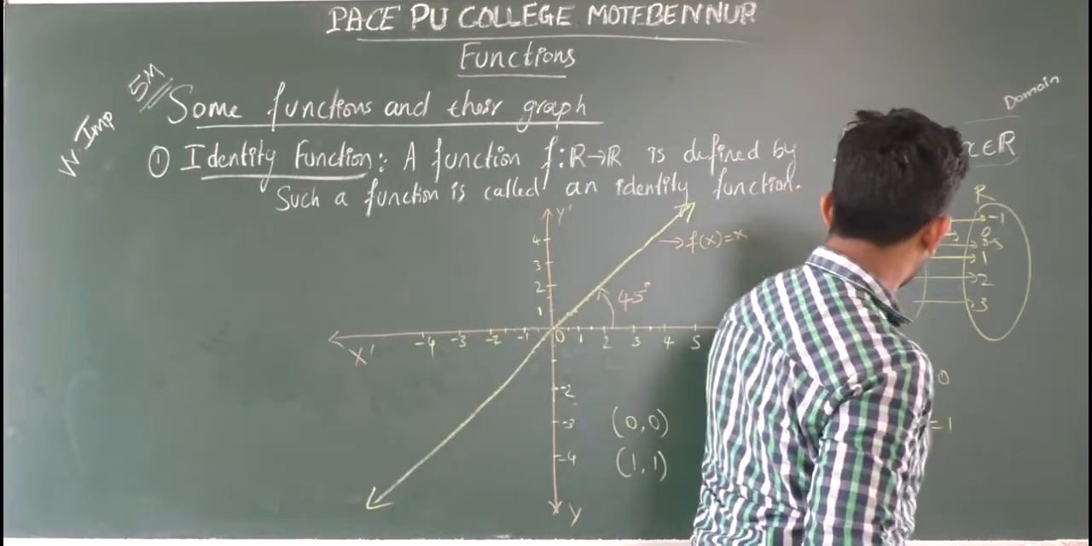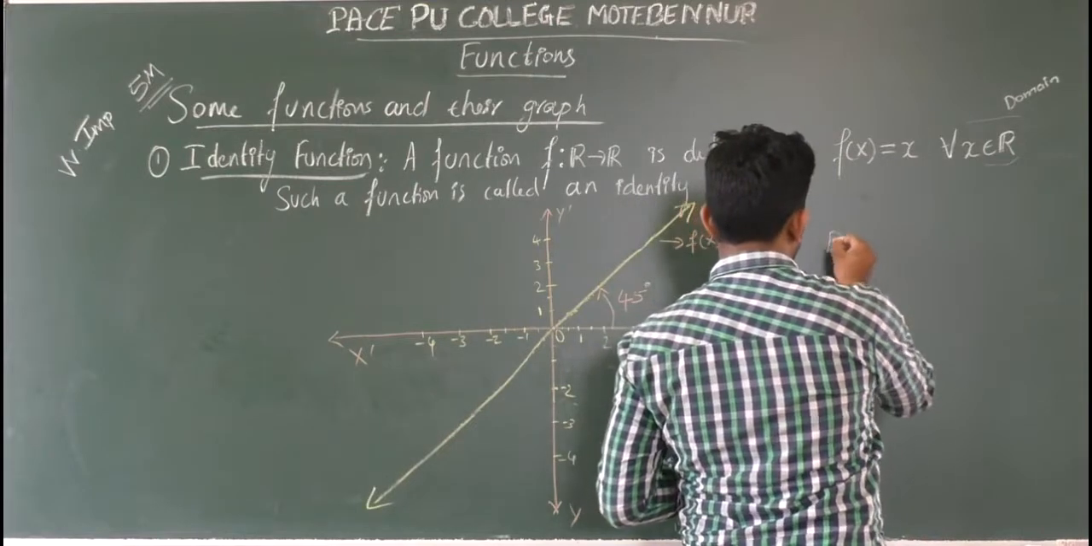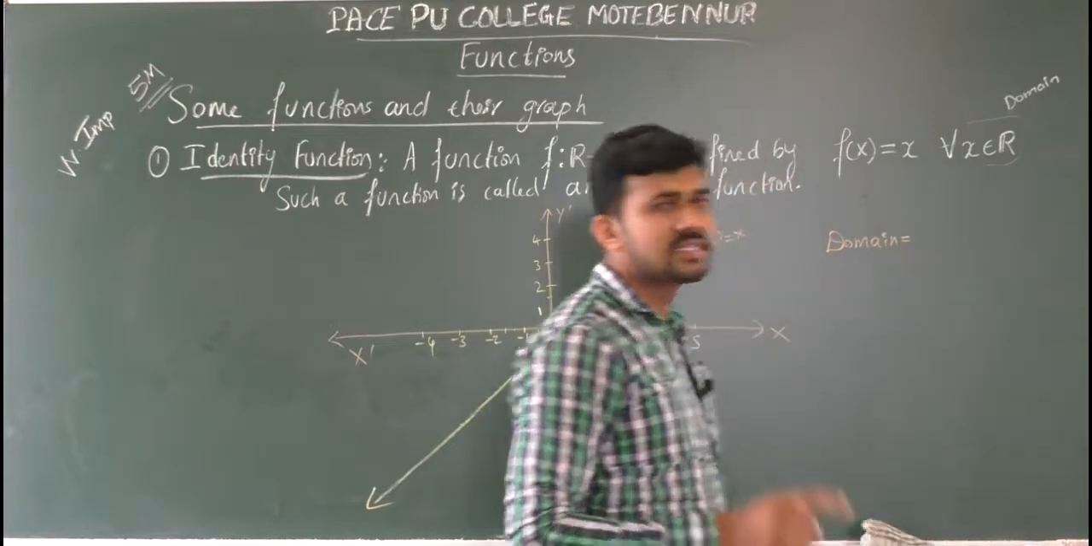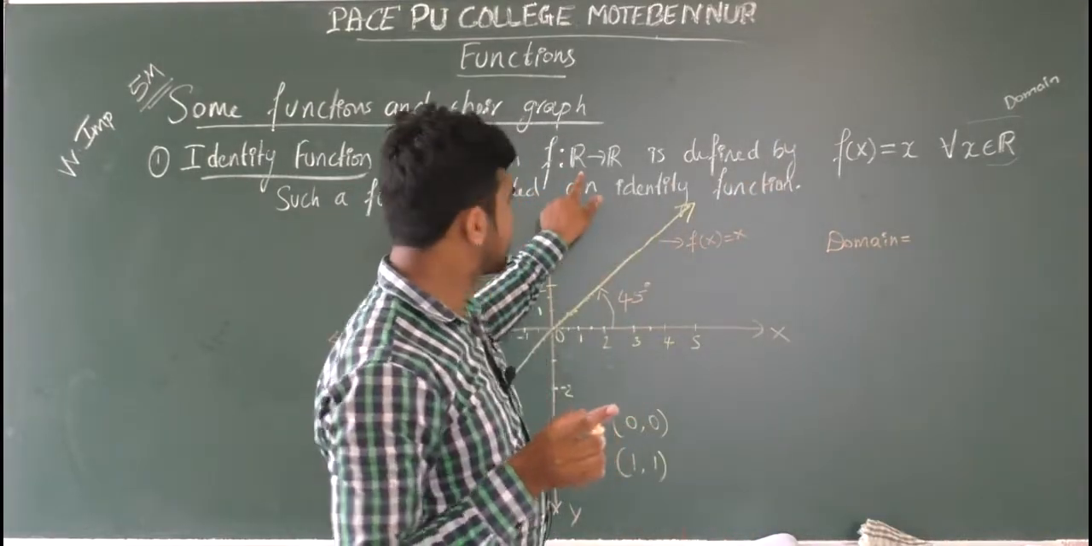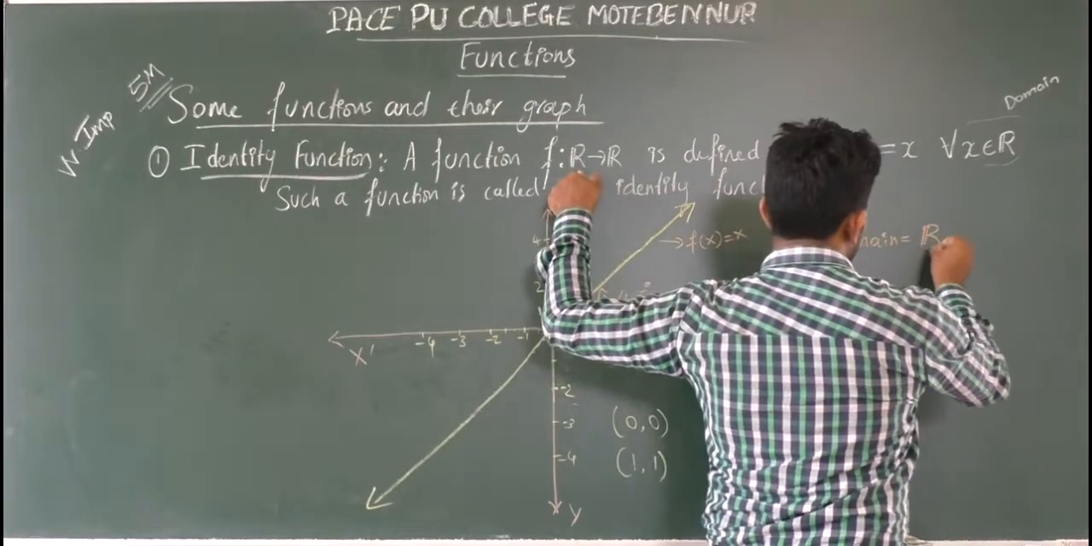We next move into find the range and codomain. Domain. Okay, so first I'll write what is domain. As I said, always the first set is domain. What is the first set in this function? Real number itself. So domain is real number.